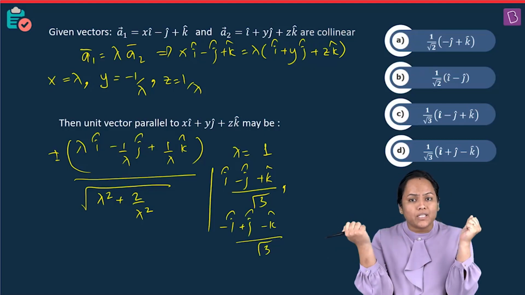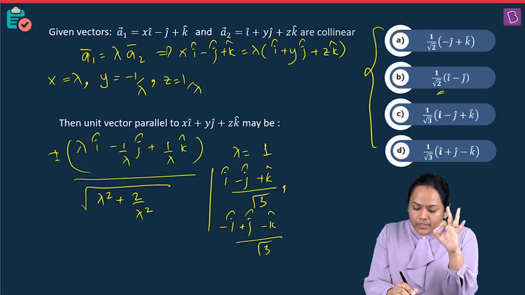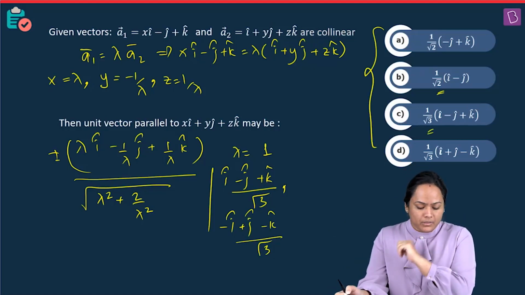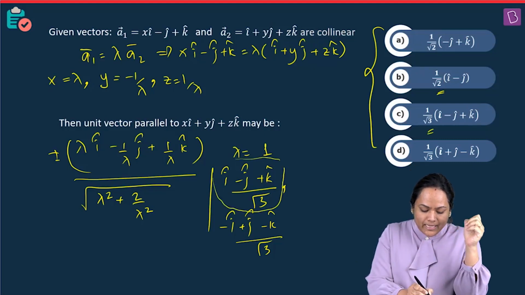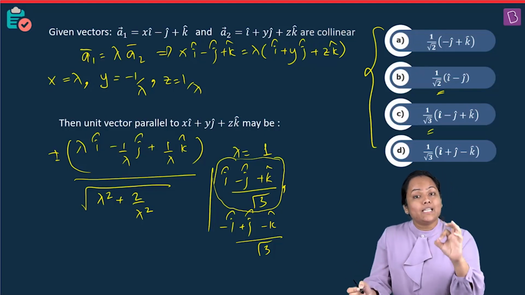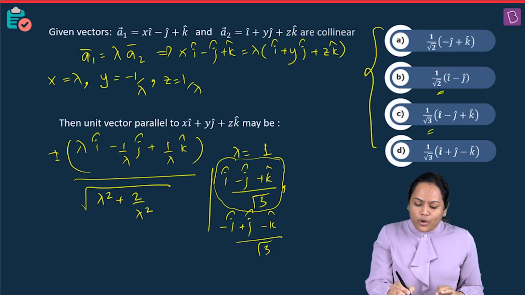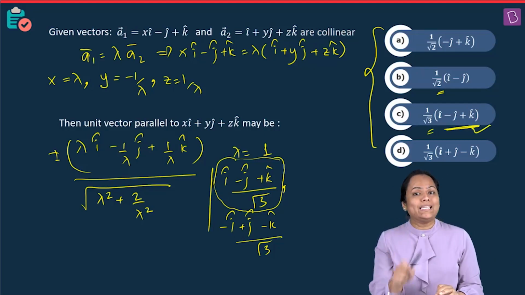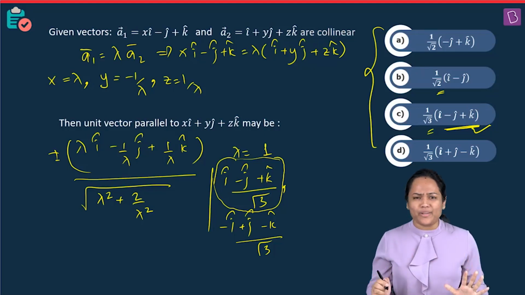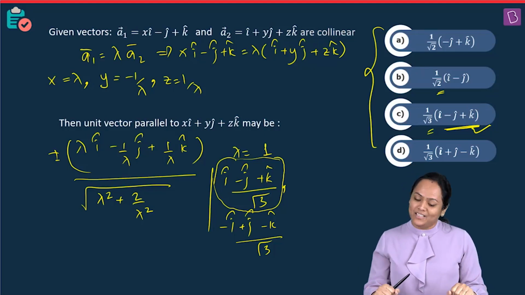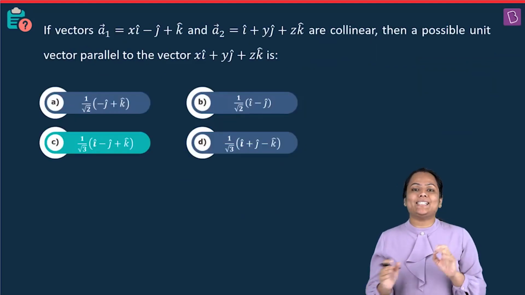I can also put some other values, but looking at the options, they have either 1 by root 2 or 1 by root 3 with them. So definitely this vector i cap minus j cap plus k cap divided by root 3 is going to give me a possible parallel unit vector. And when I look at the options, I know the answer has to be C. Is this clear? Have you understood, guys? Perfect. A simple question, isn't it? Okay. So now the right option with us is C.